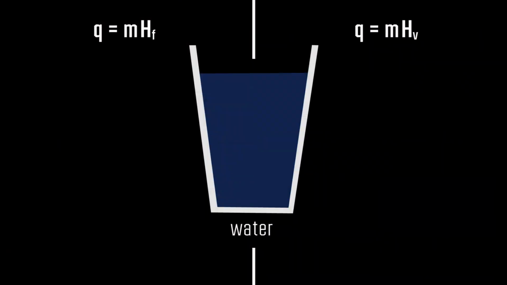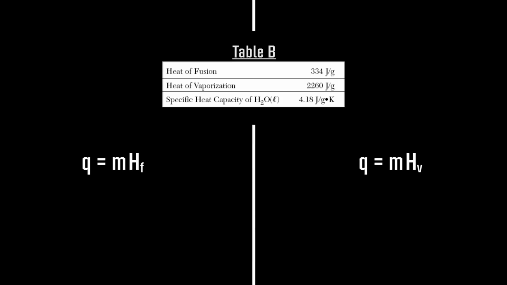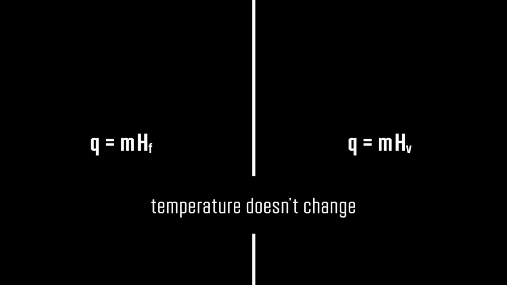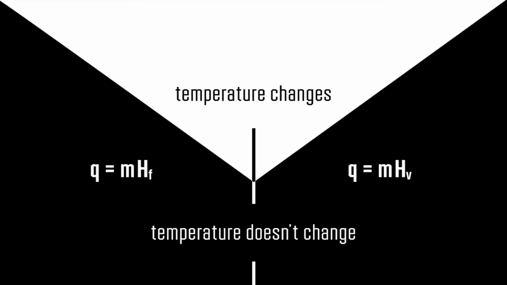Again, you'll usually be looking at phase changes with water, and if you look under Table B on your reference table, you'll find the heat of fusion and heat of vaporization for water. 334 joules per gram for the heat of fusion, and 2260 joules per gram for the heat of vaporization. And notice that temperature isn't in the equation. This is because here the phase changes, but the temperature doesn't change. If the temperature changes, you'll need to use the first equation that we did.